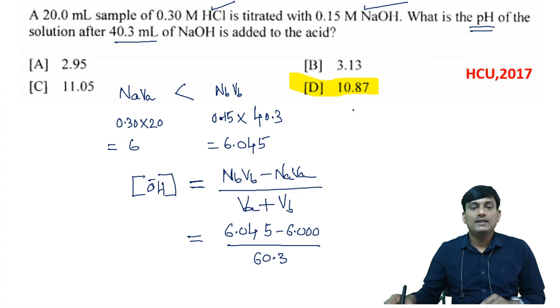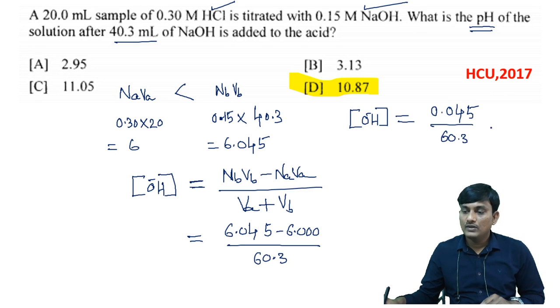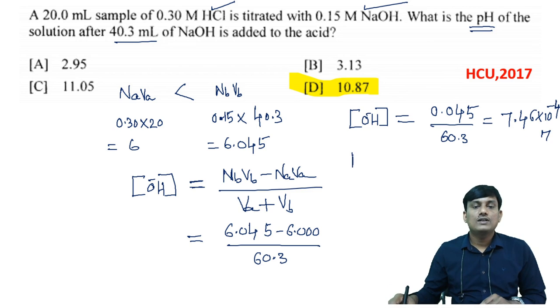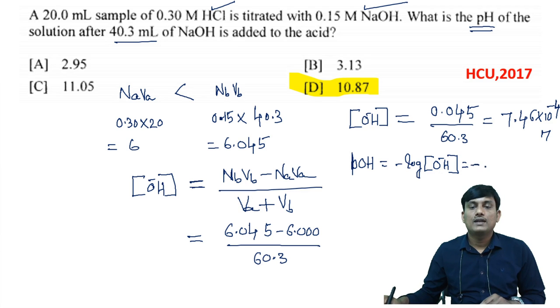So when you simplify, you will get OH minus concentration is equal to 0.045 divided by 60.3. You will get around 7.46 into 10 to the power of minus 4 molarity. Then pOH is equal to minus log concentration of OH minus, so it will be equal to minus log 7.46 into 10 to the power of minus 4.